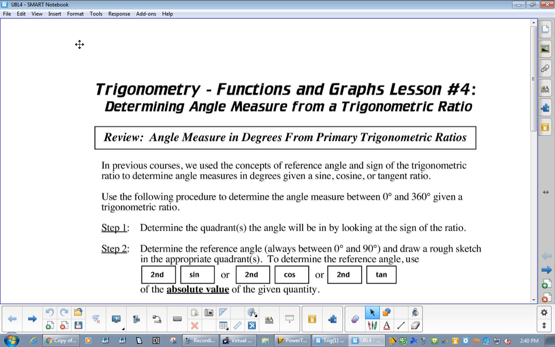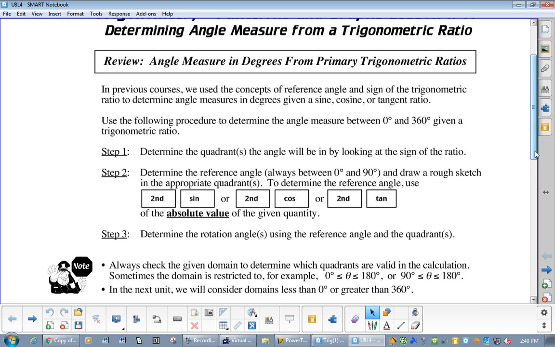You've got to put in the pain either this year or next year, but it won't be both. Okay? Now, again, I was telling you that some of this stuff is just review with radians thrown in. And you may remember these steps to find angle measure. See, it even says review. I'm not making it up.